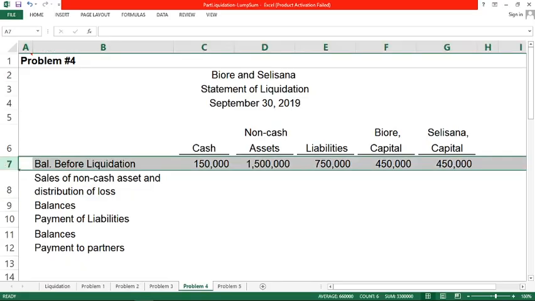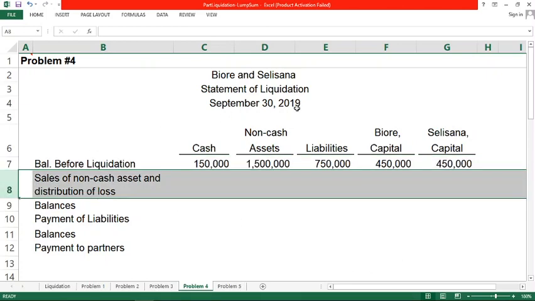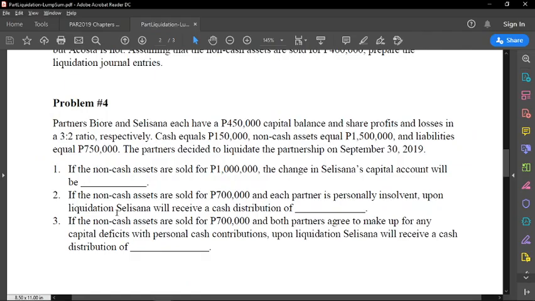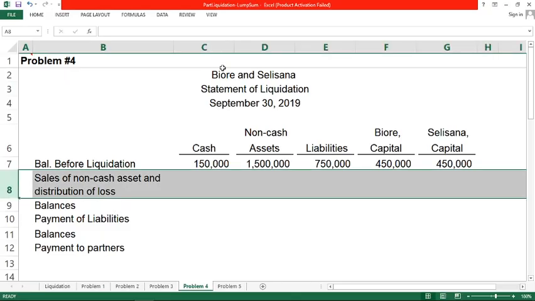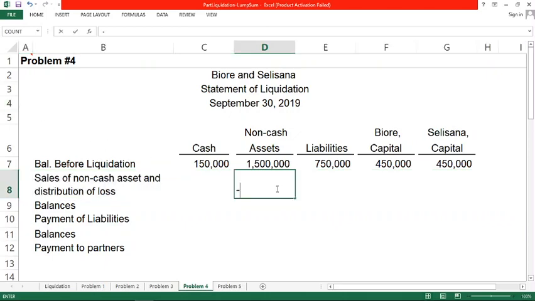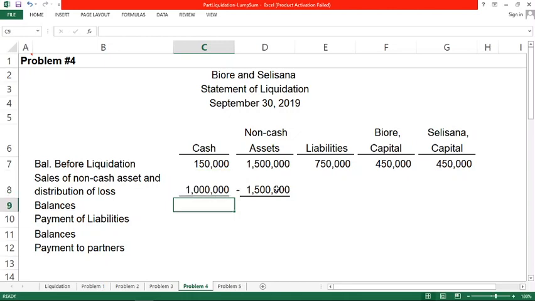Let us plot all the capital balances before we consider this sale. So in this problem, I prepared here a statement of liquidation, because it is better that we know the movements of the accounts. So the safest is to prepare a statement of liquidation. So we sold our assets for how much? 1 million. So we received cash of 1 million in exchange for our 1.5 million non-cash assets. So we have a loss of 500.